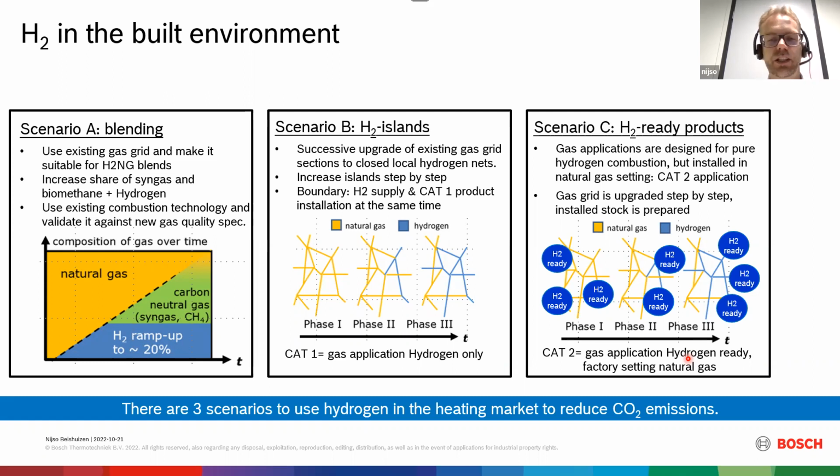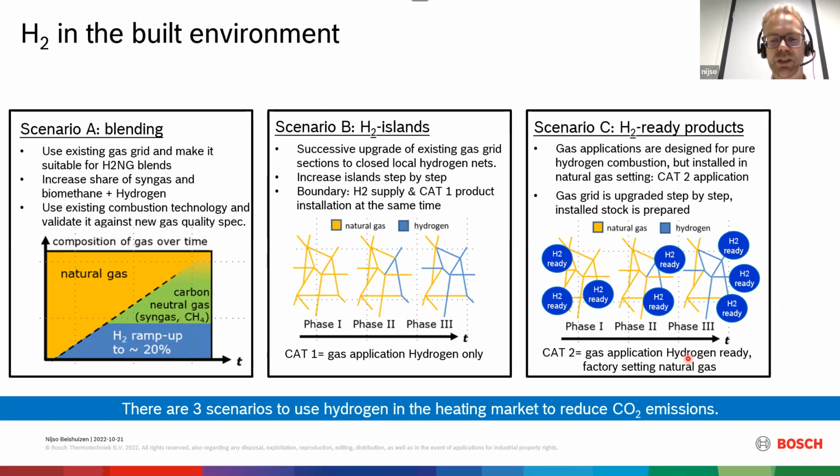They are installed in a classical natural gas network, and when locally hydrogen islands are introduced, only a small modification is necessary to switch the end customer from natural gas to hydrogen. And of course, then the debate is about what does small mean. So at the moment, all these 3 scenarios are still on the table, which is why it is necessary to have appliances that can deal with these different scenarios, from mixtures of natural gas and hydrogen to 100% hydrogen boilers.